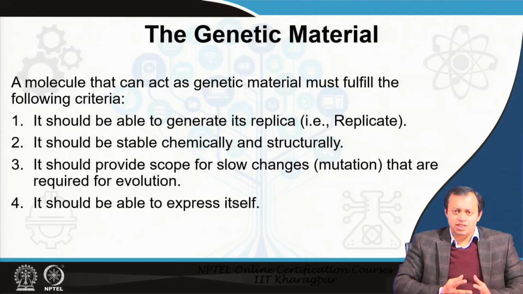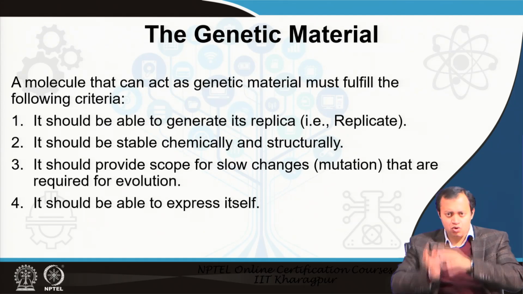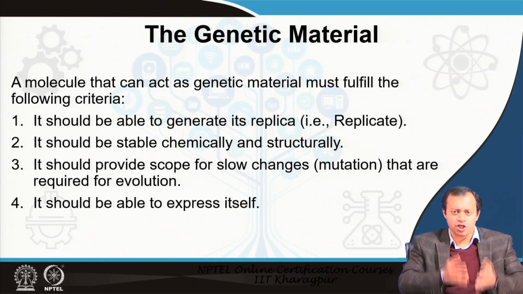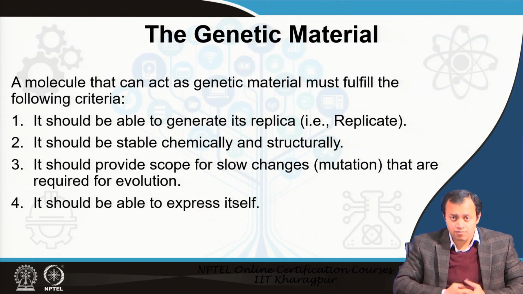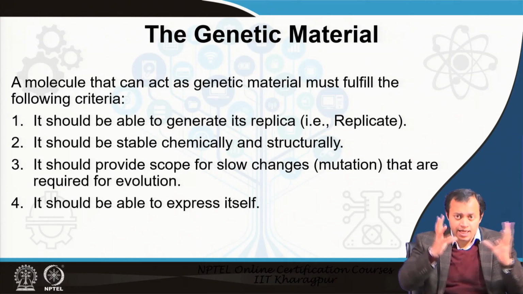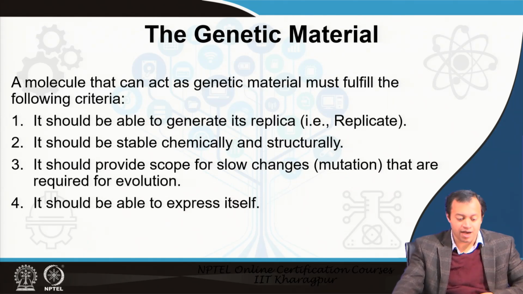When you need to transfer information from one species to another species, one organism to another organism, one generation to another generation, certain criteria need to be fulfilled. The genetic material should be able to replicate itself, should make several copies, so that it can go into different cells. It has to be chemically and structurally stable. If it is an unstable material, obviously it will not be able to carry information quite far.